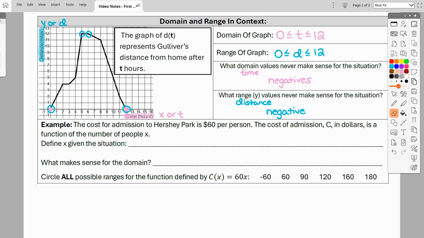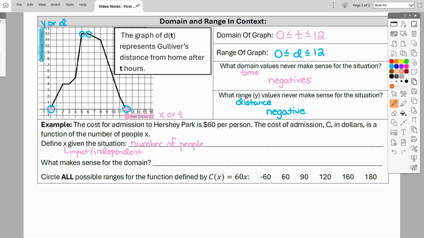In the next example, we're representing the cost for admission to Hershey Park as $60 per person. The cost of admission, C in dollars, is a function of the number of people, x. So we want to find x in this given situation. And remember, x is our input value, also known as our independent value. And that's going to be the number of people here, specifically going to Hershey Park.